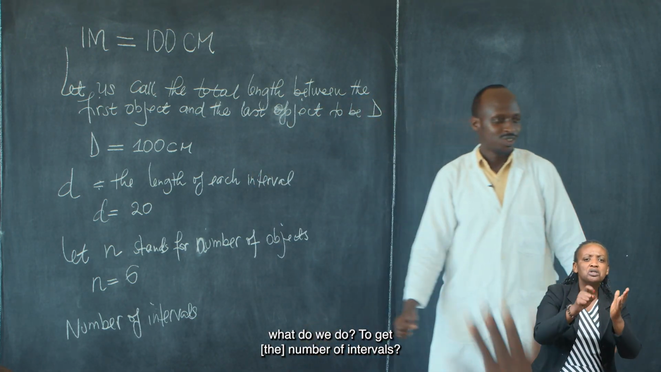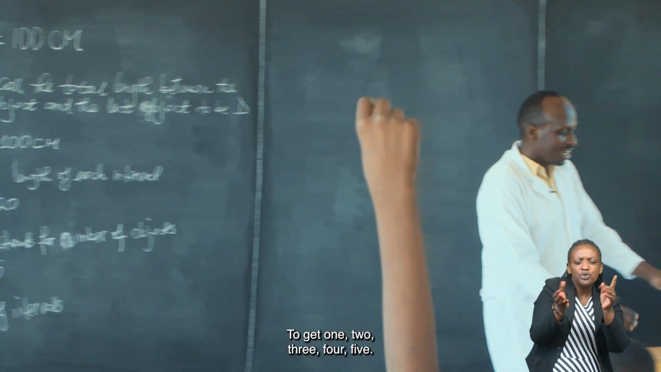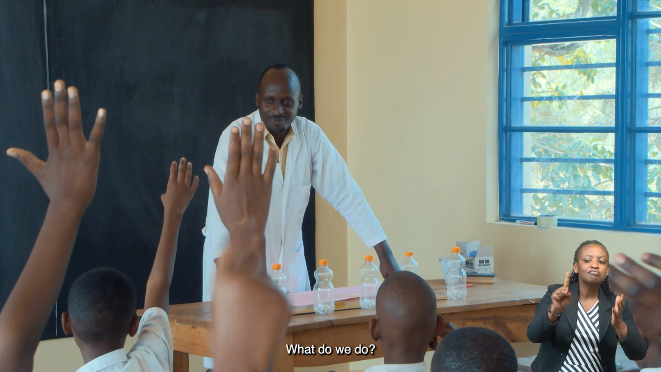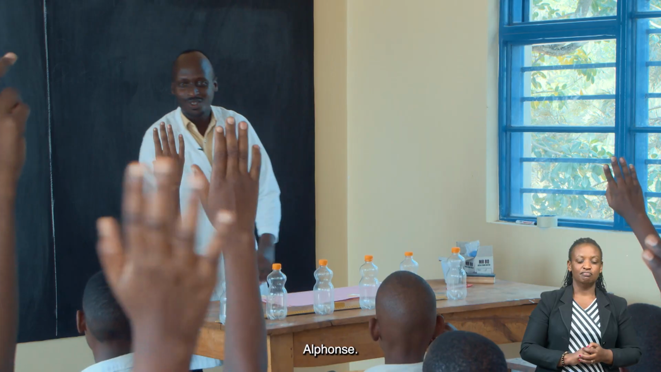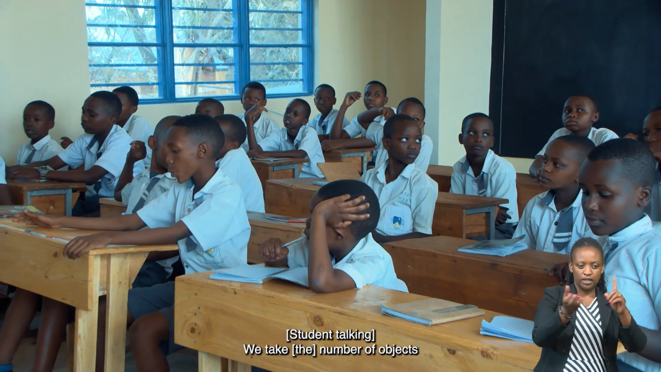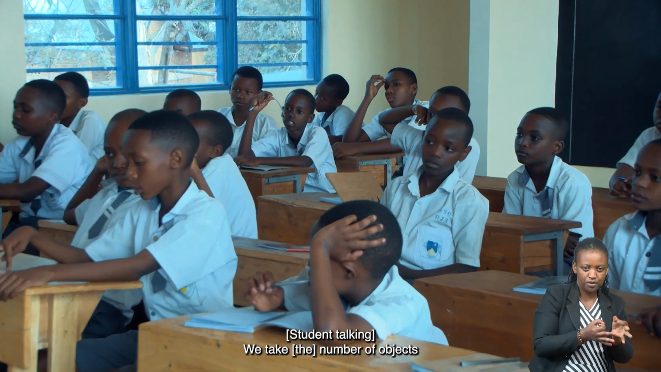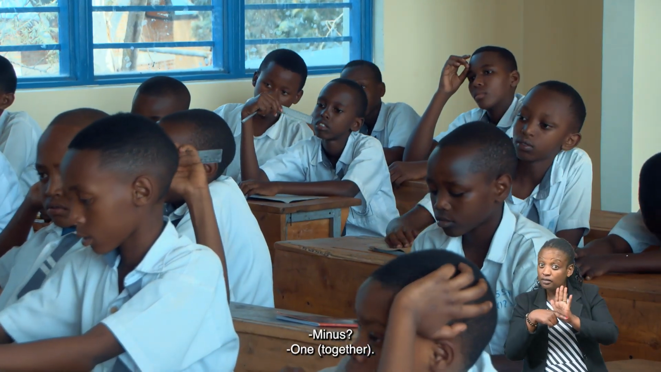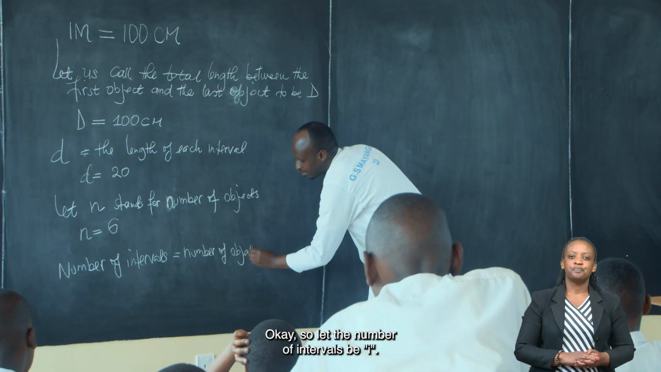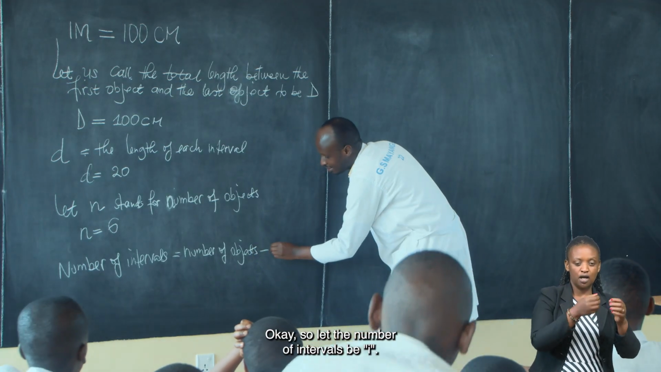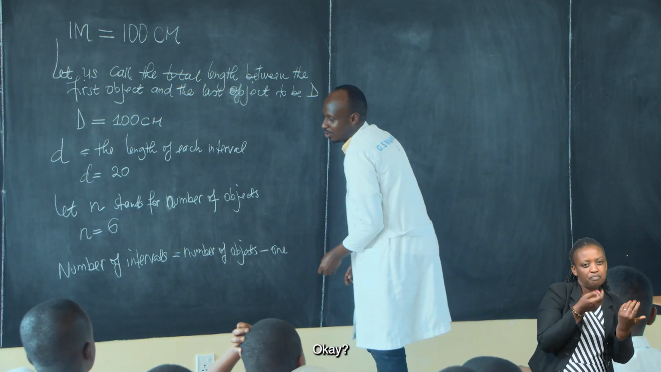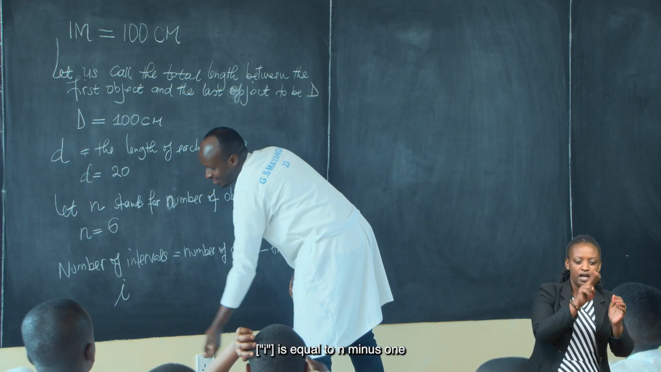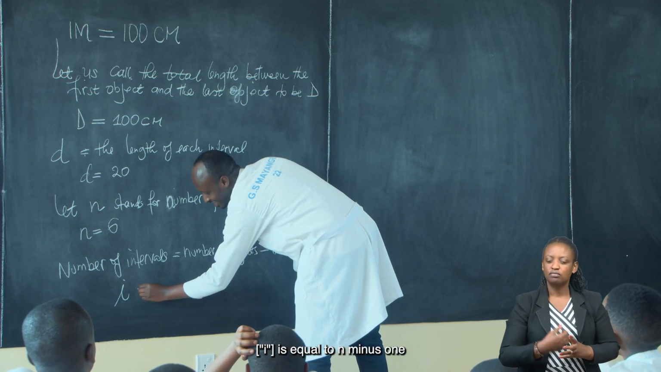So, to get the number of intervals, 1, 2, 3, 4, 5, what do we do? Alphonse? We take the number of objects minus 1. Okay. So, let the number of intervals be I. I is equal to n minus 1.